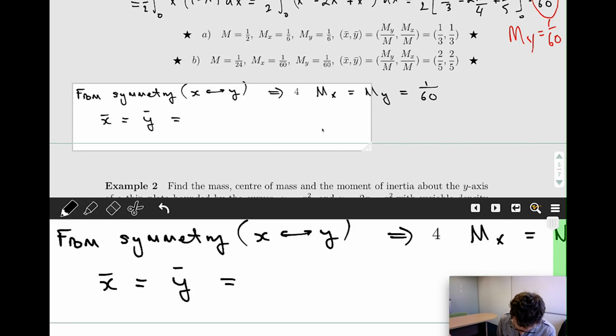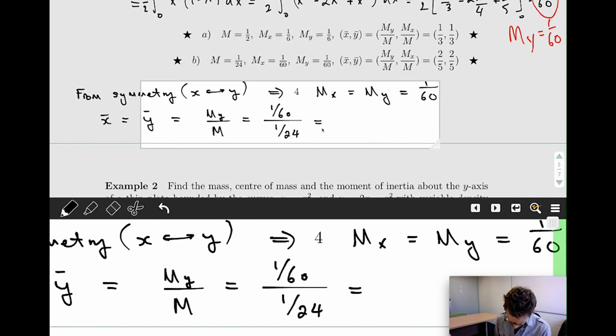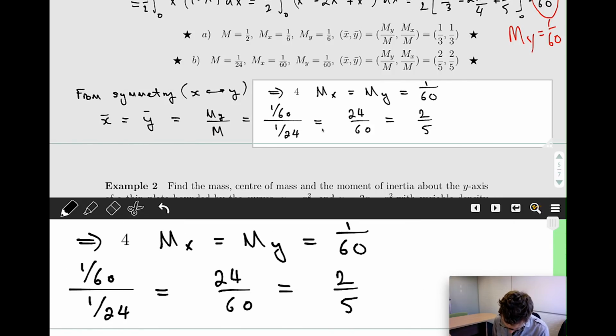So what was that? Well, the center of mass about the x-axis was Mx over m. So that's 1 over 60 divided by 1 over 24, which is 24 over 60. And if I divide both by 12, I get 2 over 5. So the center of mass coordinates here are 2 over 5, 2 over 5.